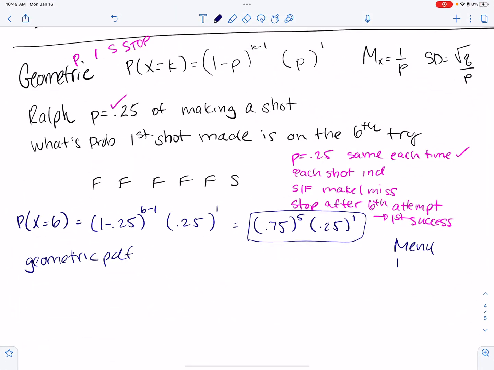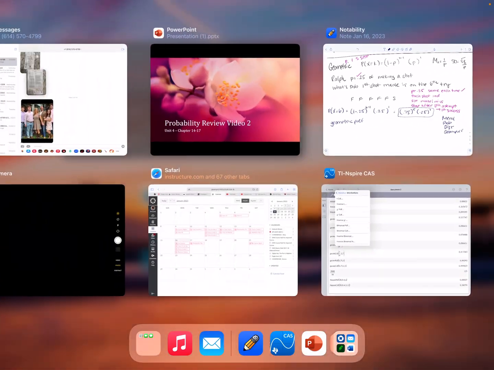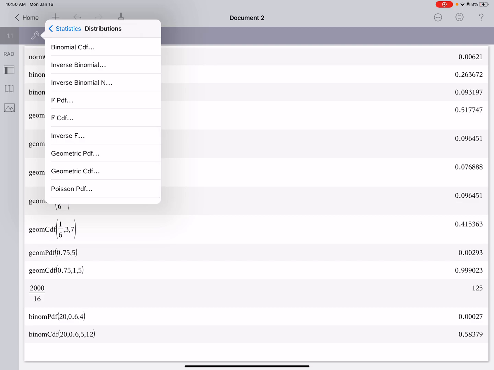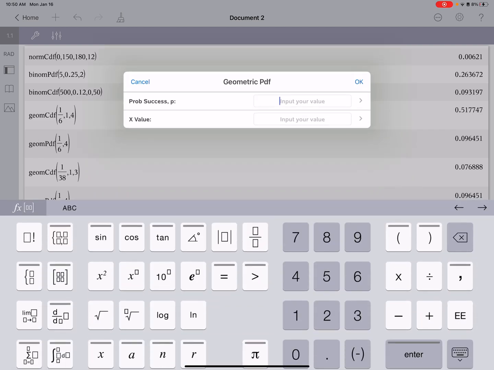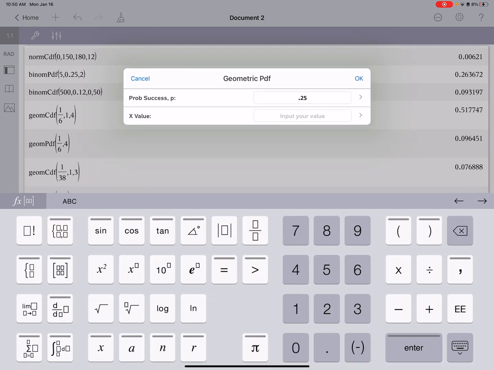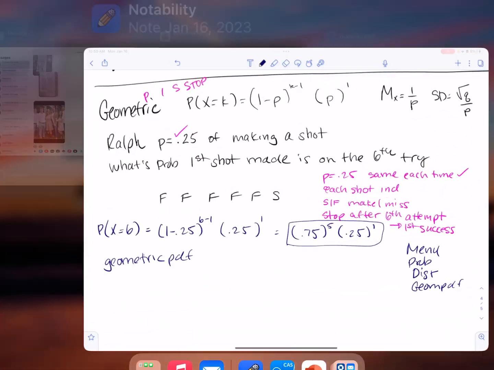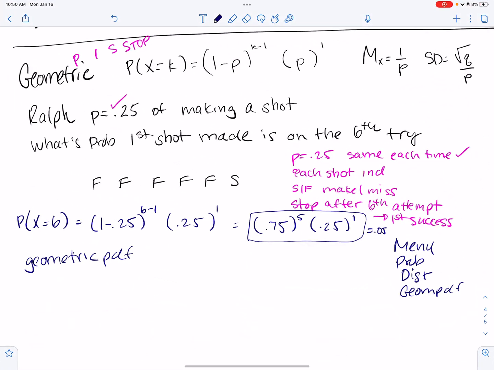Menu, probability, distribution, and then it's geometric PDF. It's quite a bit further down, because there's binomial and geometric is way down here, so about 5 or 6 further. So geometric PDF, the probability of success is 0.25 and the x value is 6. That's going to be 0.059 and that's it. So that's all the work you have to do there.